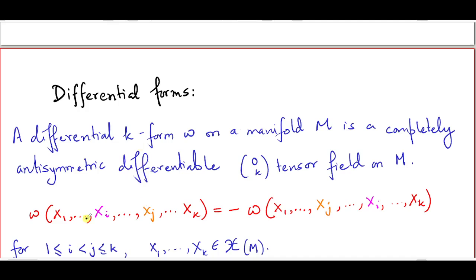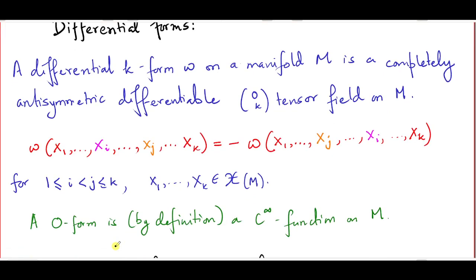And this has to happen not only for any given i and j, it has to happen for all i and j, where i can be 1 or more. j of course is larger than i because that's why it's sitting to the right in the original expression, and j can be all the way up to k.